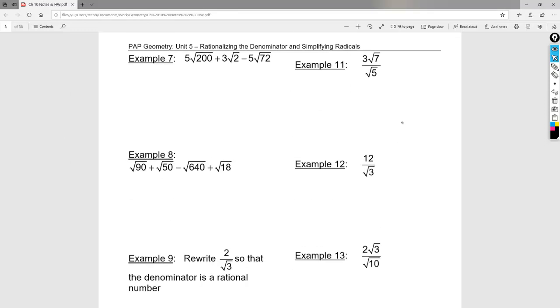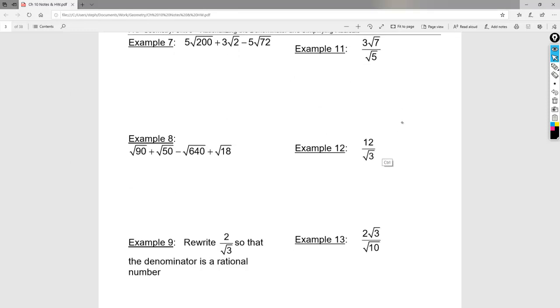Alright, let's move on to example 11. Now I have square roots in the numerator and the denominator. So I'm okay with having a square root in the numerator. Right, that's fine. I just do not want square roots in the denominator. It's kind of like bad etiquette. So I'm not going to worry about this 7. I'm only going to worry about the square root of 5.